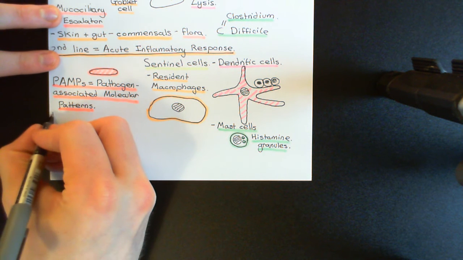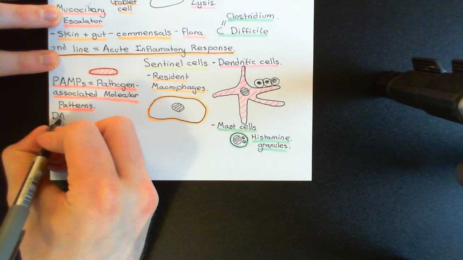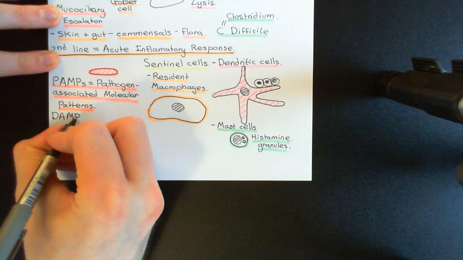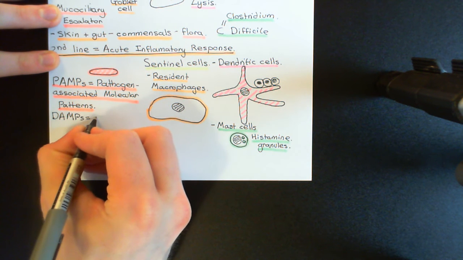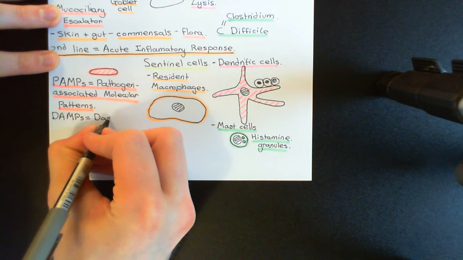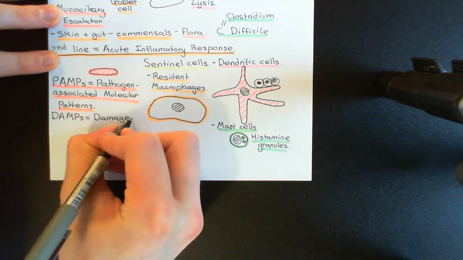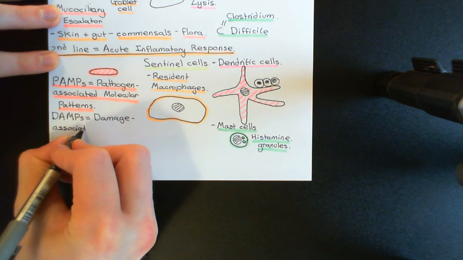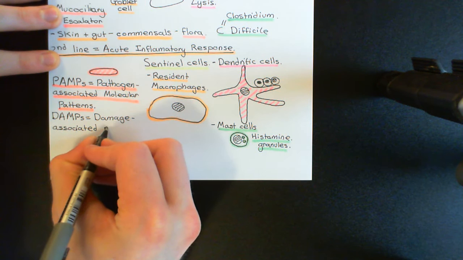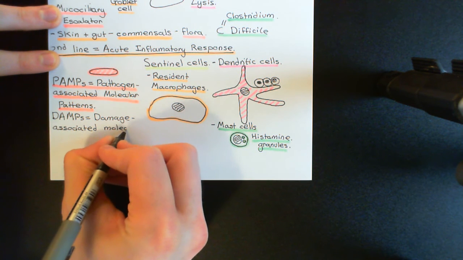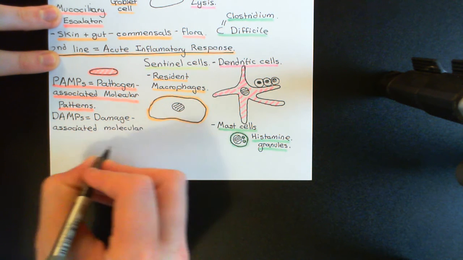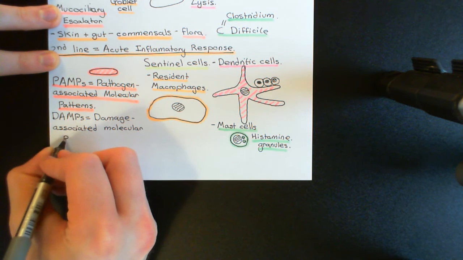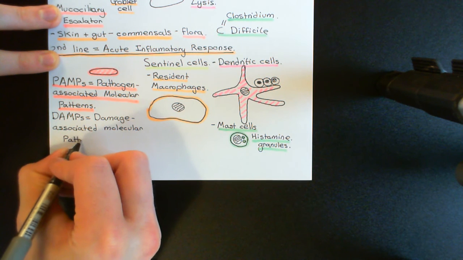Another important concept is the concept of DAMPs. So this is a related concept. This stands for damage-associated molecular patterns. So rather than pathogen-associated molecular patterns, this time it's damage-associated molecular patterns. Now these are molecules that might be present in the extracellular fluid that would indicate cell damage rather than necessarily the presence of a pathogen.